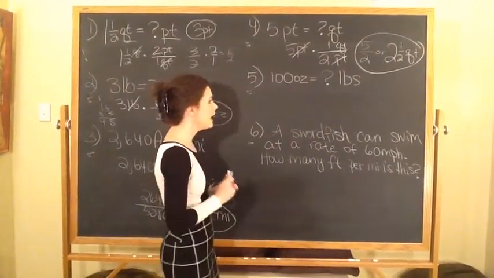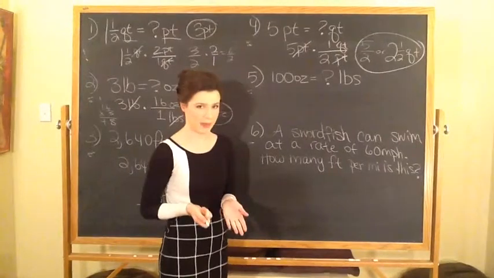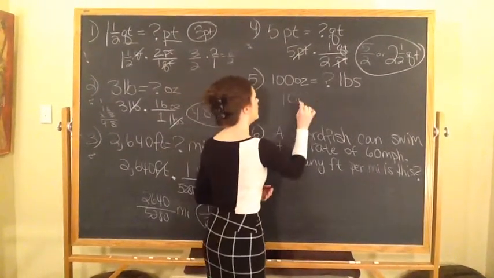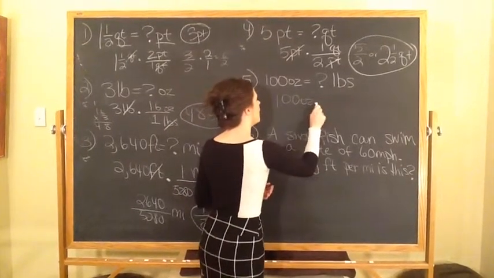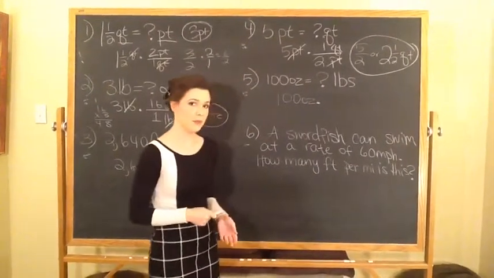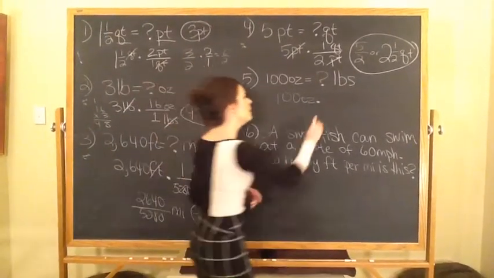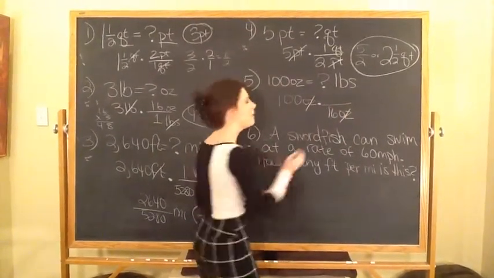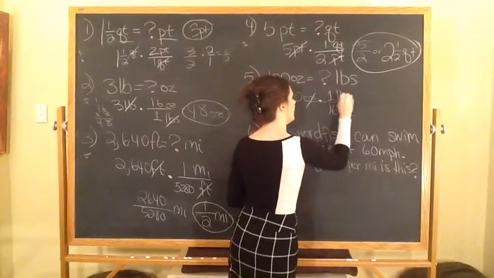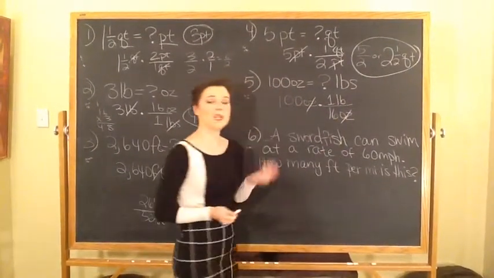We have 100 ounces is equal to how many pounds? So I know I'm going to go from 100 ounces, and I also know by looking at my chart that there are 16 ounces in 1 pound. So that means I need to put my 16 ounces on the denominator so my ounces will cancel out, and 1 pound in my numerator so that I will be left with pounds.